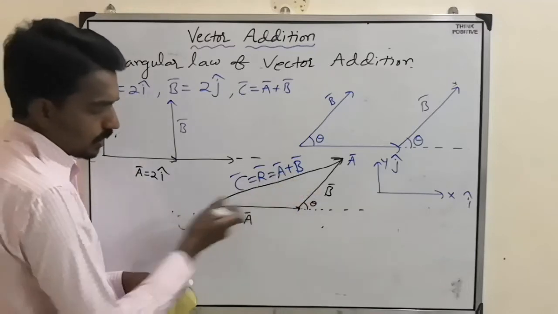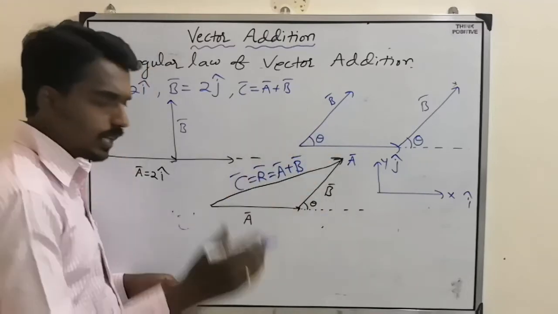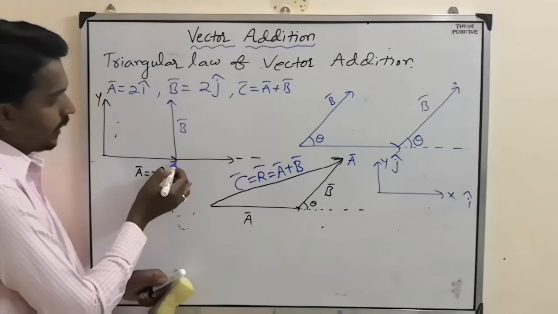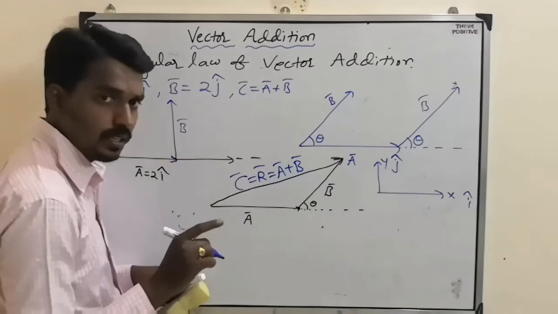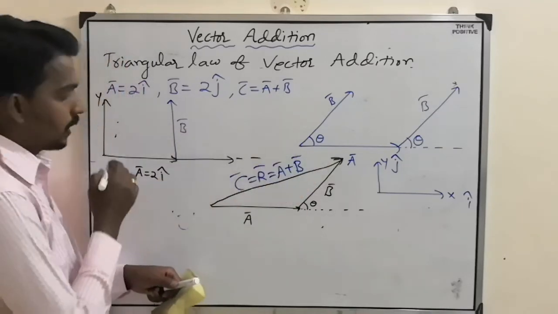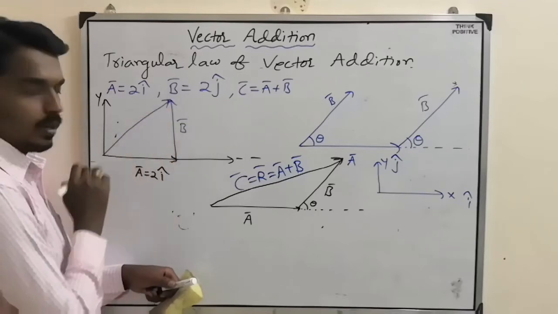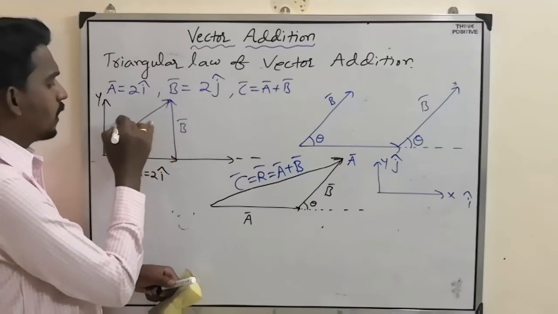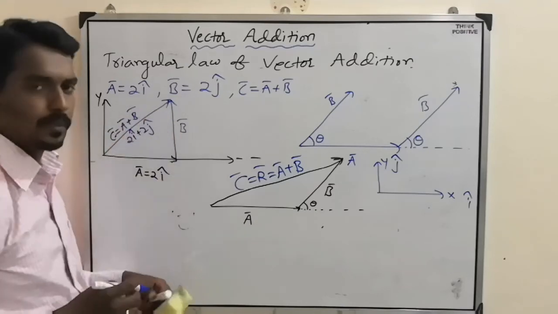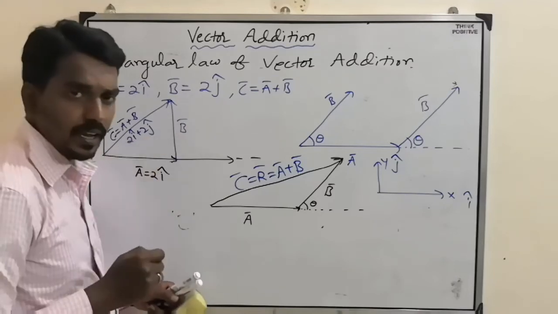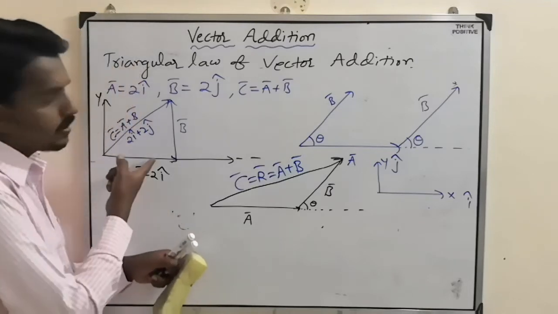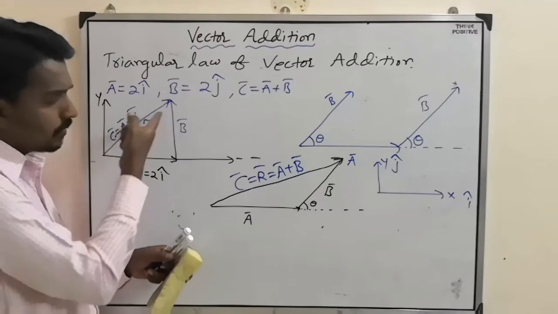Same like this. First A bar, then draw B bar, such that the final point of A bar and the initial point of B bar coincide here. Then what I said? Join the initial point of A bar and the final point of B bar. What is this? C bar. That is nothing but A bar plus B bar, nothing but 2i cap plus 2j cap plus i plus j. We have already studied: ij means xy plane, and plus i plus j means first region. The vector is in the first region.